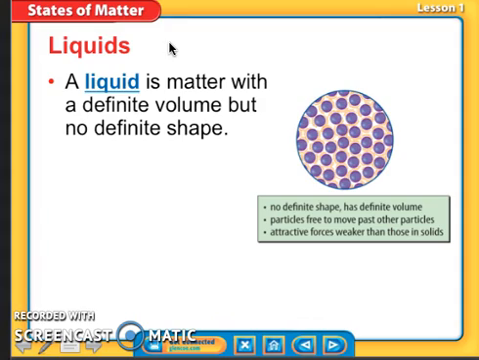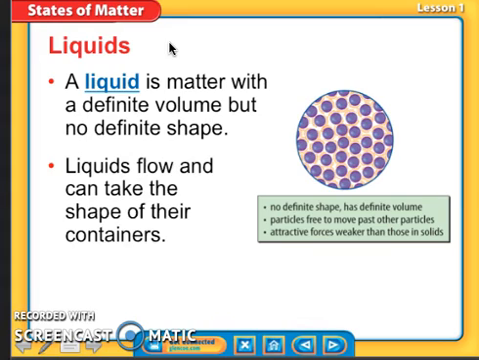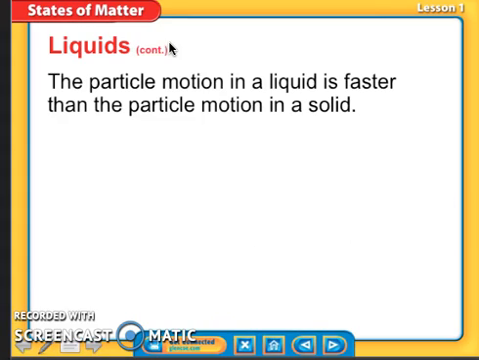They're free to move past one another, they slide around, and they have an attractive force that's weaker than in a solid, but they still like to hang out together. Liquids flow, and they can take the shape of their container. So if I have coffee, it has no definite shape, it takes the shape of the cup. If I accidentally spilled it on the floor, it would spread out like a little puddle, and let's hope that never happens. Now, the particle motion in a liquid is faster than particle motion in a solid by quite a bit.